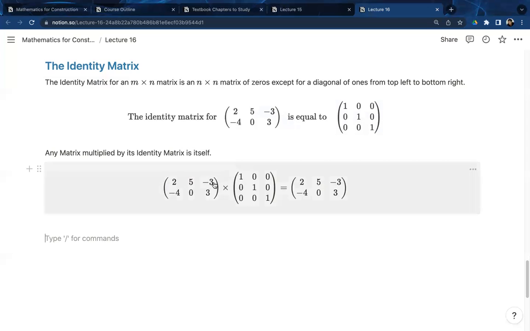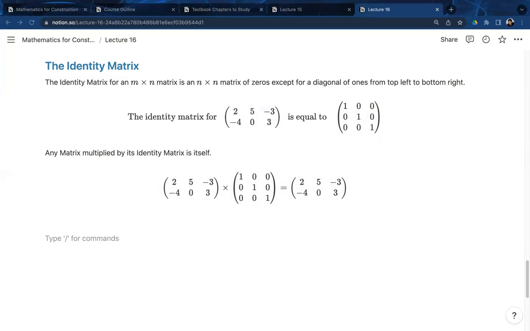Of course, you can't change the order of this because this is a 2 by 3. If you put this identity matrix in front of this here, it wouldn't work out. You can't multiply a 3 by 3 matrix by a 2 by 3. It's not conformable. But the other way around, like this here, is fine.